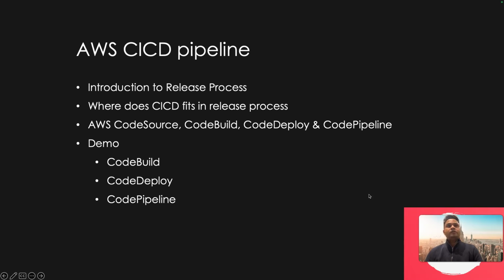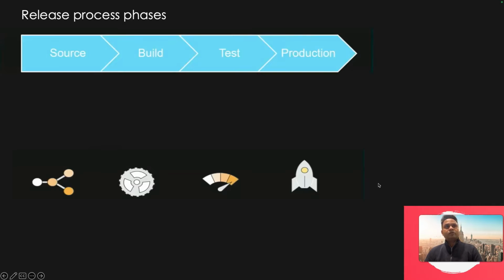So start with the release process. Any typical release process would have the 4 stages: source, build, test, and production. The source will comprise a check-in of the code. So you have a development code ready, and then you are checking into a source code repository. It could be Git, it could be GitLab, and then you do a peer review. It's also a very critical part of the process.